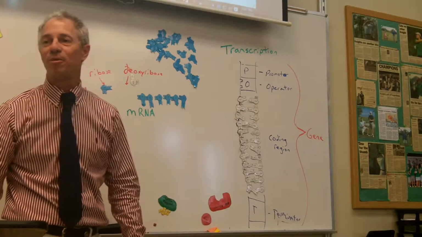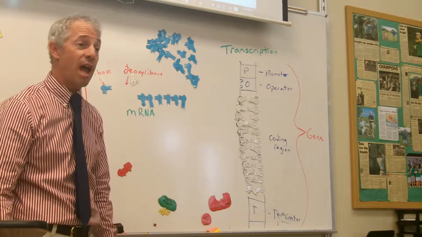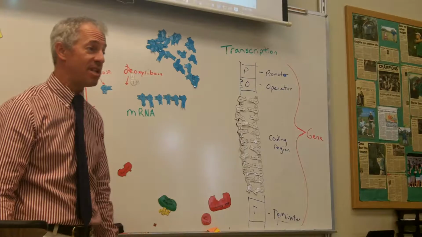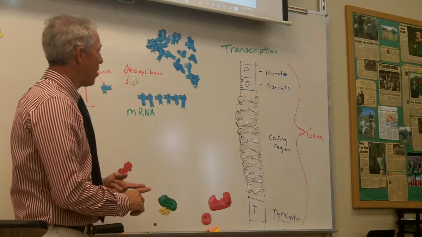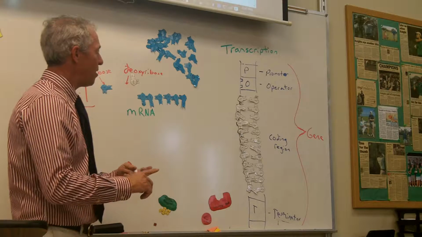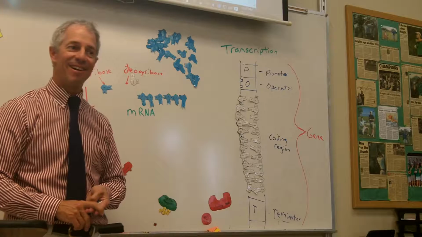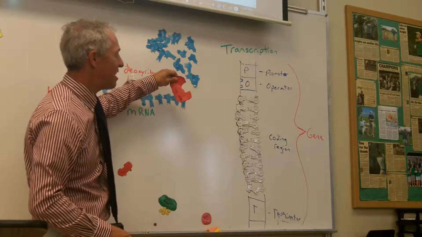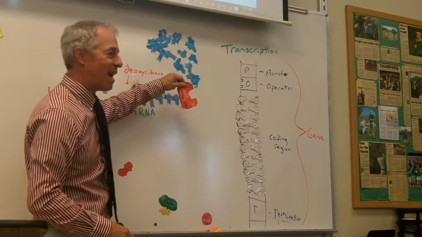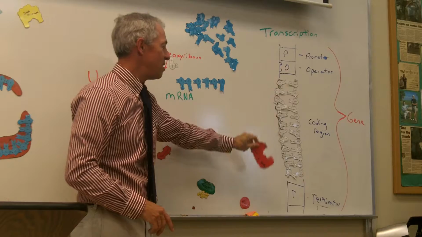Here's an example of a multiple choice question that might be on a quiz. At which site does the RNA polymerase attach to the DNA? A, the promoter, B, the operator, C, the coding region, D, the terminator. Could you repeat the question? At which site does the RNA polymerase attach to the DNA? A, promoter, B, operator, C, coding region, D, terminator.